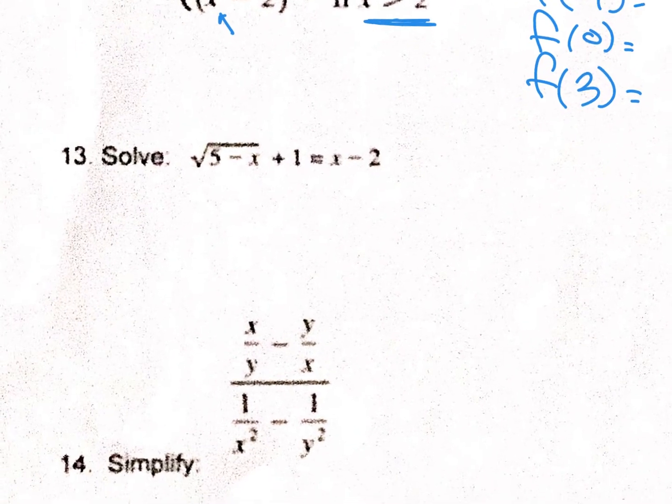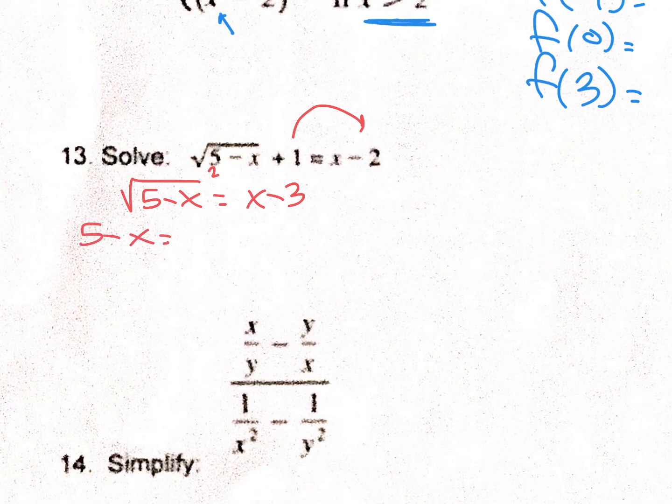Okay, so we got 13 here. 13, we have an equation with the radical. You need to isolate the radical. So the 1's going over. I've got square root of 5 minus x equals x minus 3. Be careful here. We're going to square both sides. I'm going to square the left-hand side, which is 5 minus x. I'm going to square the right-hand side here. So it's square, multiply, double, square. And then I'm going to move everything over. Okay, because I have a square, I'm going to need to try to factor it.